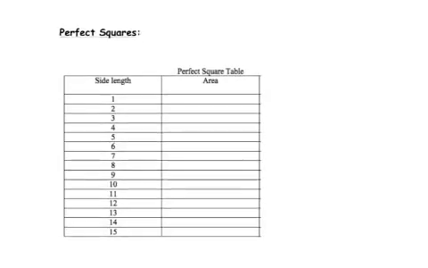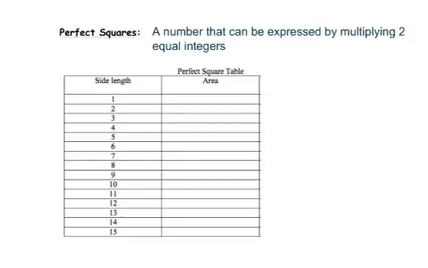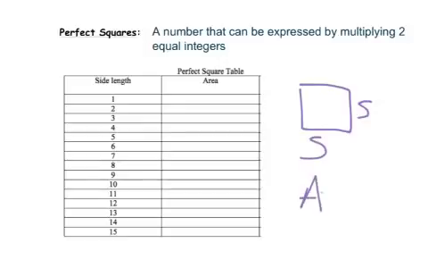So, perfect squares. We talked a little bit about perfect squares yesterday, but for a formal definition, I just want you to know that it is a number that can be expressed by multiplying two equal integers. Remember from yesterday, we had this lovely perfect square table. If you have different side lengths for squares to find the area, remember yesterday we told you that the formula for a square was just side times side, or in exponential form it would be s to the second power.